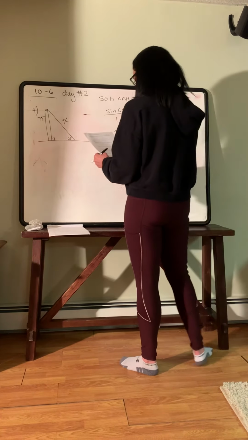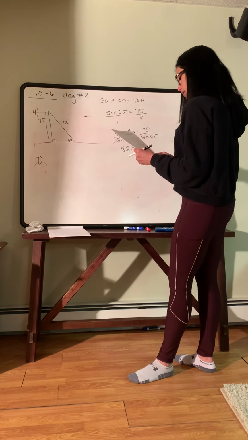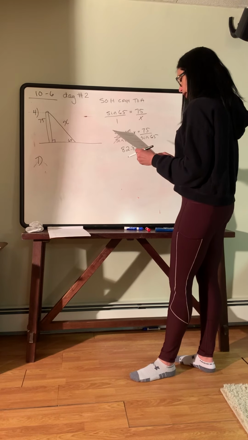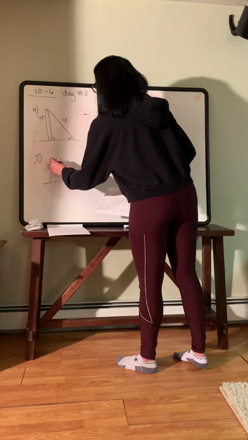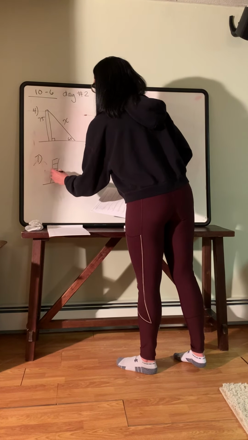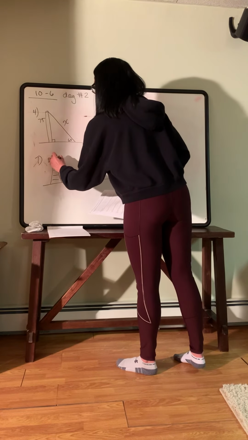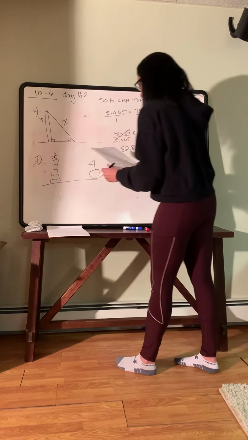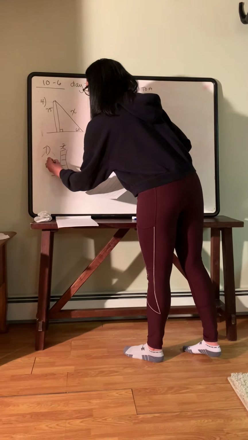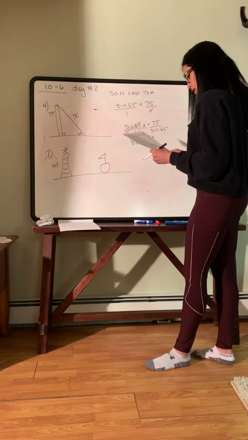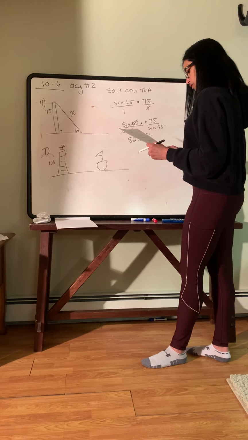Number 7. A man stands at the top of a 105-foot lighthouse and sees a boat. Okay, so draw your picture. So we need a lighthouse. Here's the lighthouse. Here's our boat. And we have a man standing at the top for whatever reason. Okay, so man stands at the top of a 105-foot lighthouse. So that's 105. The angle of depression to the side of the boat is 37 degrees.